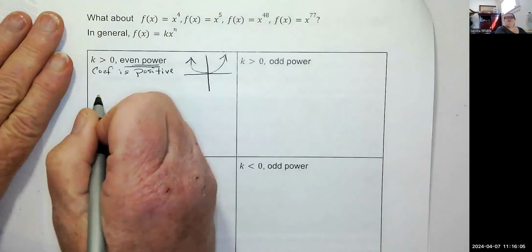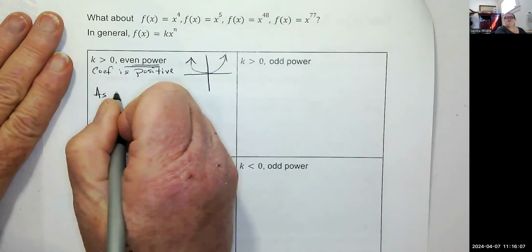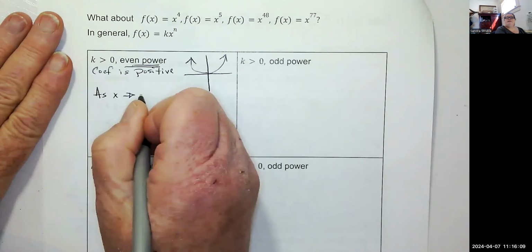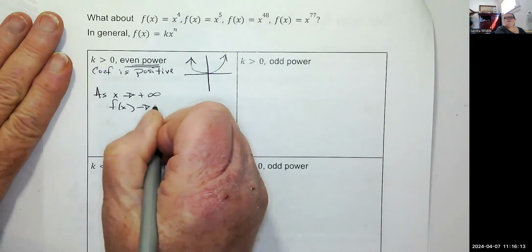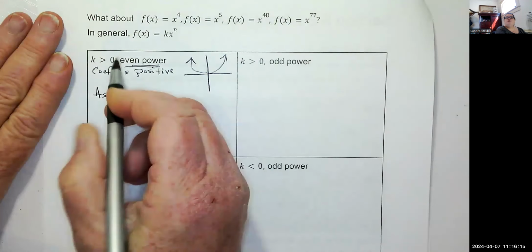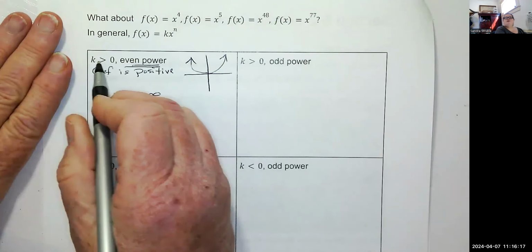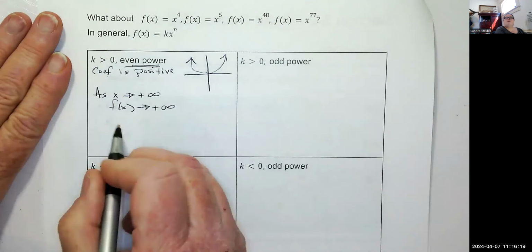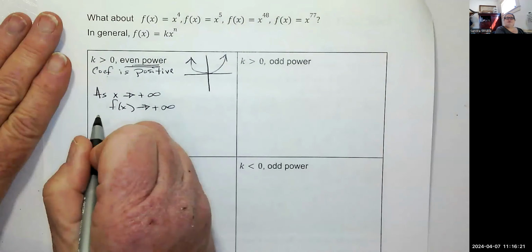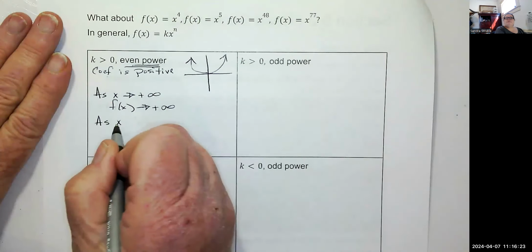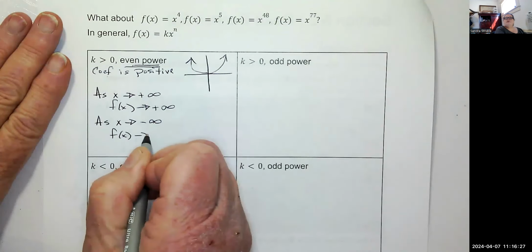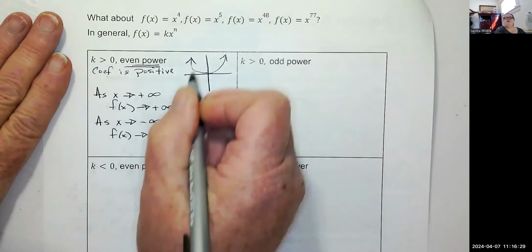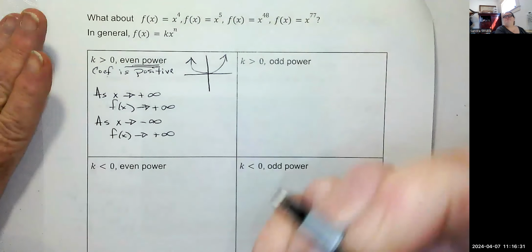When this happens, your end behavior is going to be as x approaches positive infinity, f of x approaches positive infinity. And this is true for any positive coefficient with an even power. This end behavior is going to be true: as x approaches negative infinity, f of x approaches positive infinity. It's going to look just like that in some, but prettier.